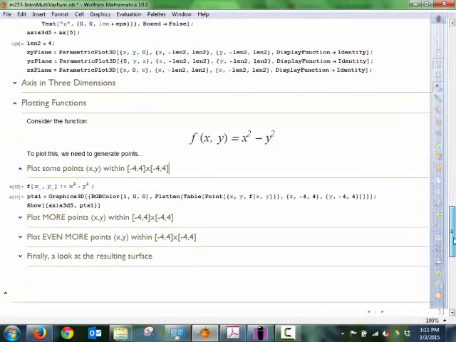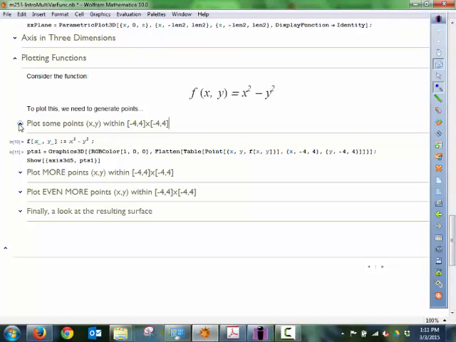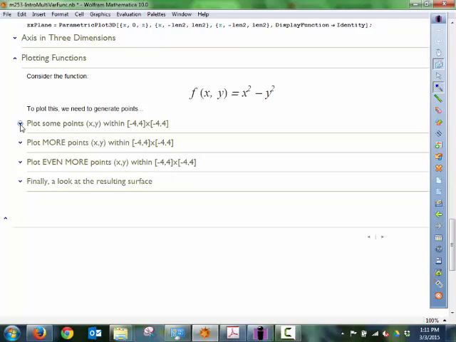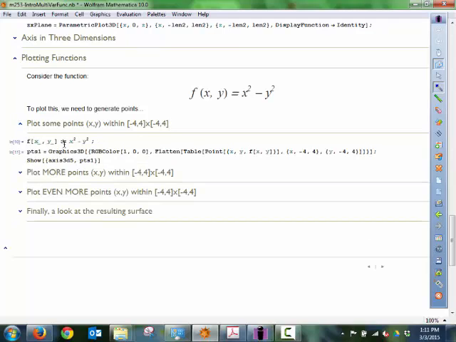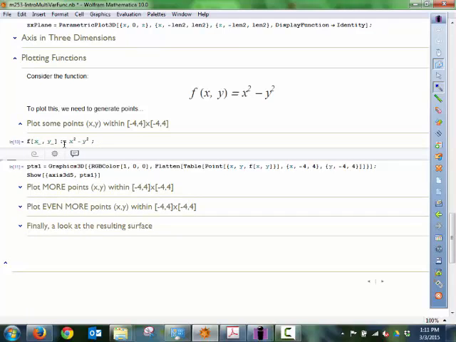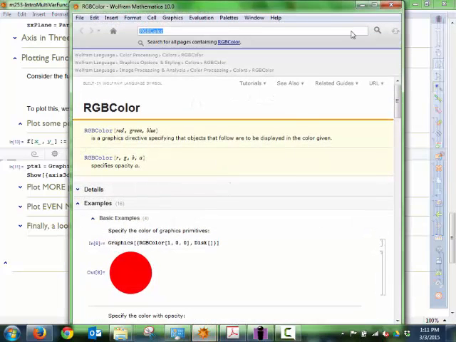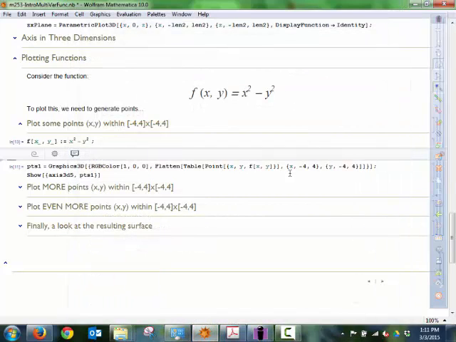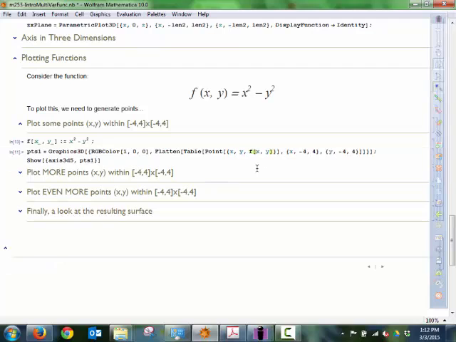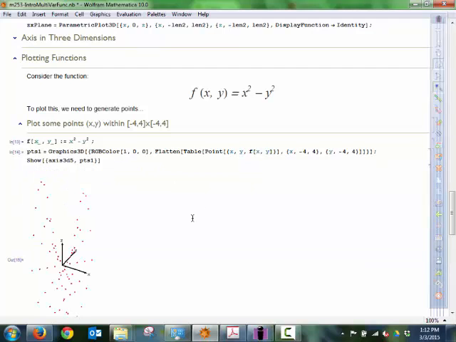So let's take a look at plotting some points for our function. What I'm going to do is plot points in a region from -4 to 4 in the x and -4 to 4 in the y.